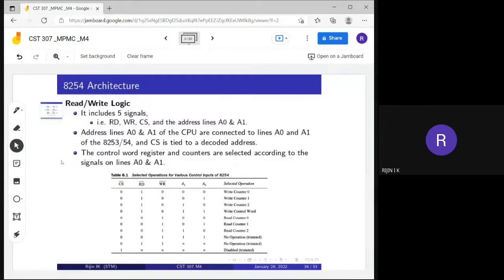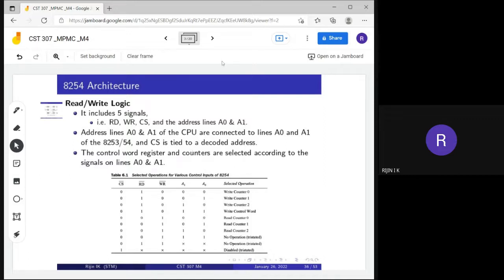Here in 8255, 5 control signals are there: RD bar, WR bar, CS bar, and A0, A1. RD bar is the read pin, WR bar is the write pin, CS is chip selection, and A0, A1 are used for selecting the counters.